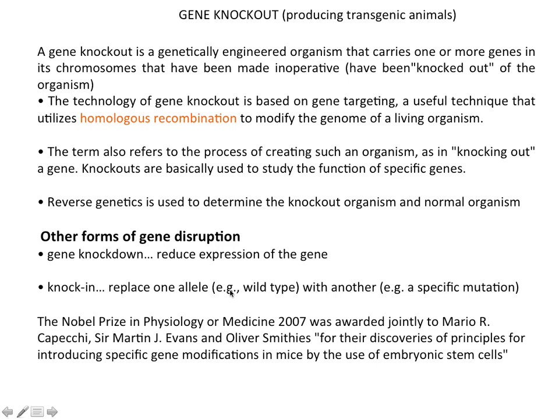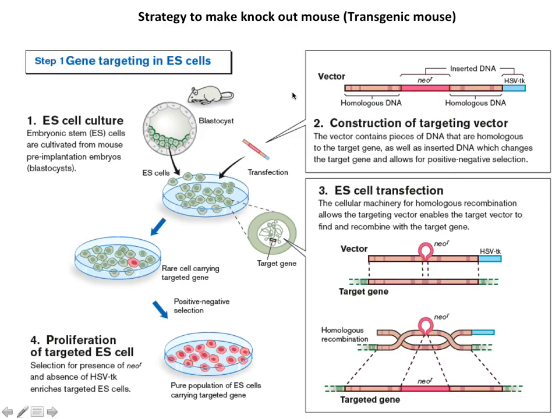For the gene knockout, three scientists got the Nobel Prize. Here you can see their names: Mario Capecchi, Sir Martin J. Evans, and Oliver Smithies each got the Nobel Prize for the creation of knockout studies. Particularly, they worked in the mouse model and created the gene knockout mouse. So here is the strategy of making a knockout mouse or transgenic mouse.